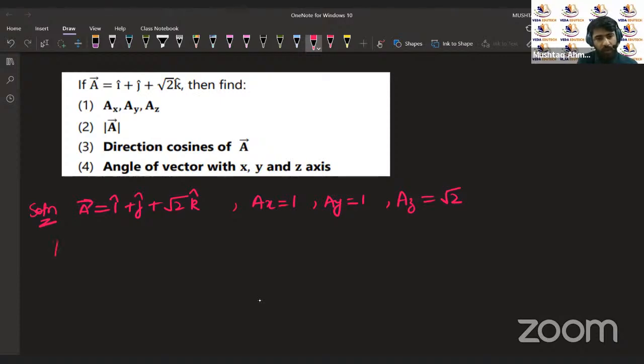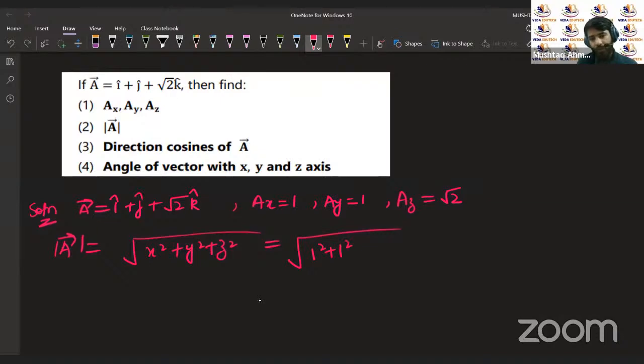And the modulus of A vector is going to be given as under root of x square plus y square plus z square. That will be equal to under root of 1 square plus 1 square plus root 2 whole square. Root 2 whole square will be 2. 2 plus 2 is 4. So under root 4 is 2. So the magnitude of this vector is 2.